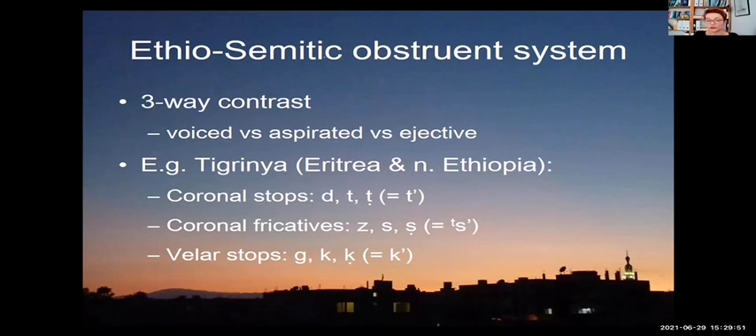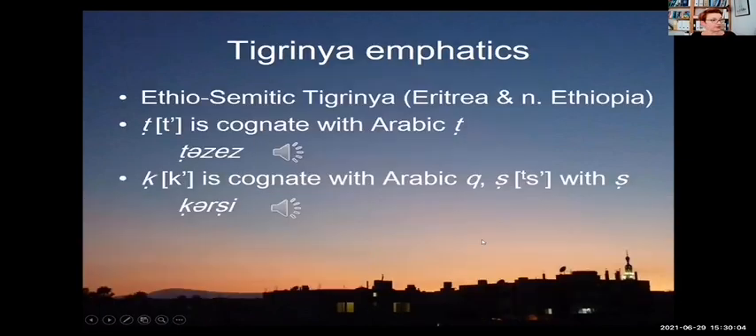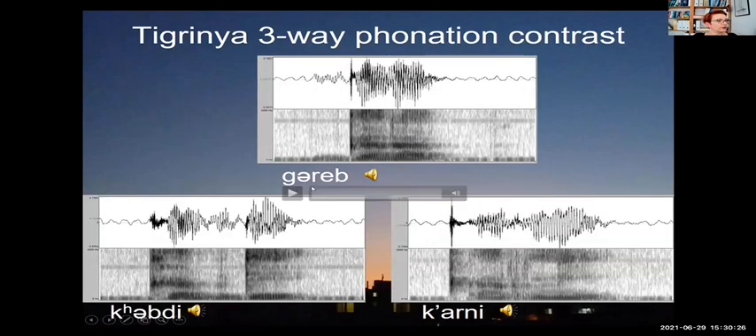The ejective is actually cognate with emphatics in other Semitic languages. And we have a velar series, g, k, and k, where the emphatic is cognate with the Arabic qaf. I'm going to play you some examples of that. These are tokens of the velar stop series in Tigrinya. Sorry, wrong screen, there we are. I'll play these three times each.